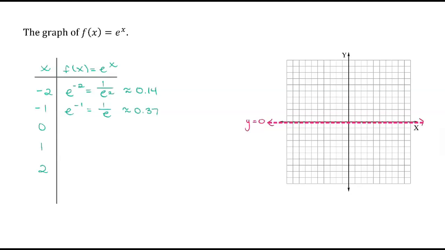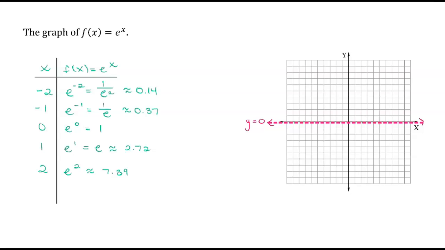When x is equal to 0, we have e raised to the 0 power, or simply 1. When x is 1, we have e raised to the first power, or e, which is approximately equal to 2.72. When x is 2, f of x is e squared, which is approximately equal to 7.39. Let's plot these 5 points.